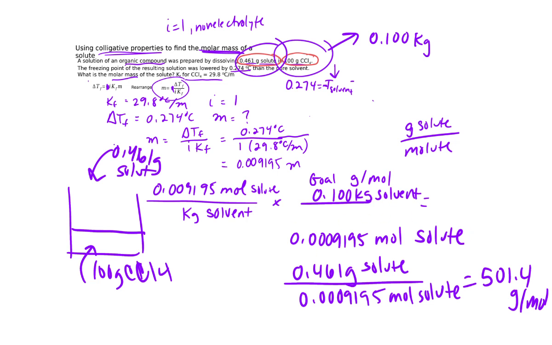This is the moles of solute that are here. We know what that mass was from the problem, 0.461. So we can divide the mass by the moles to get the grams per mole. Yeah?